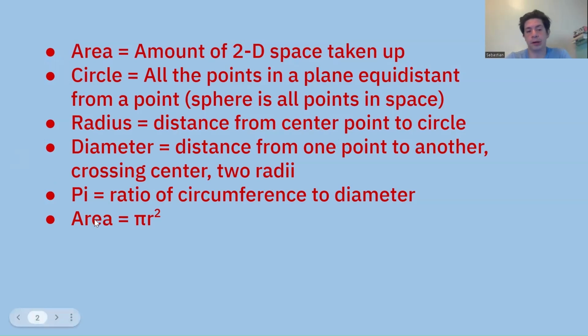And then the formula for area is pi r squared. So you square the radius and multiply by pi. And just a refresher, circumference is 2 pi r.